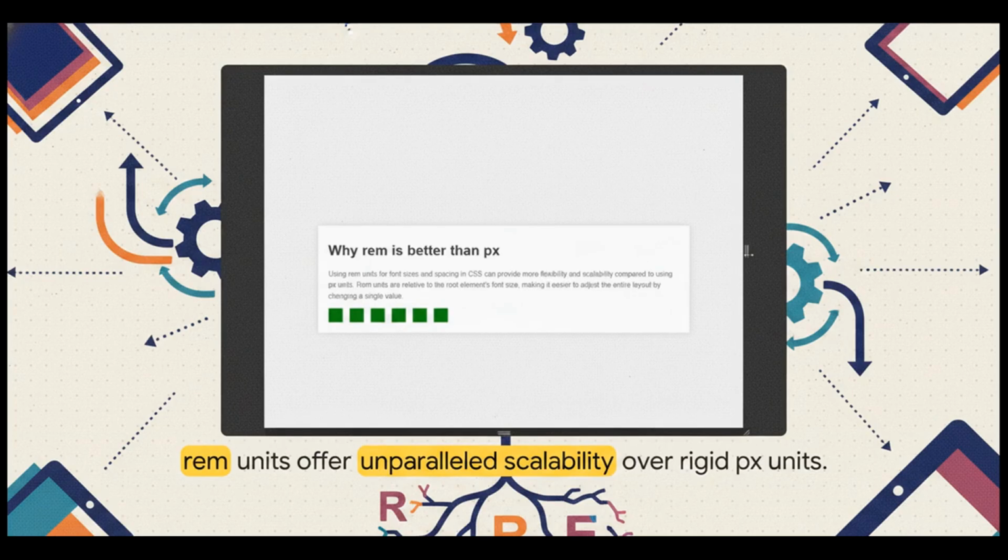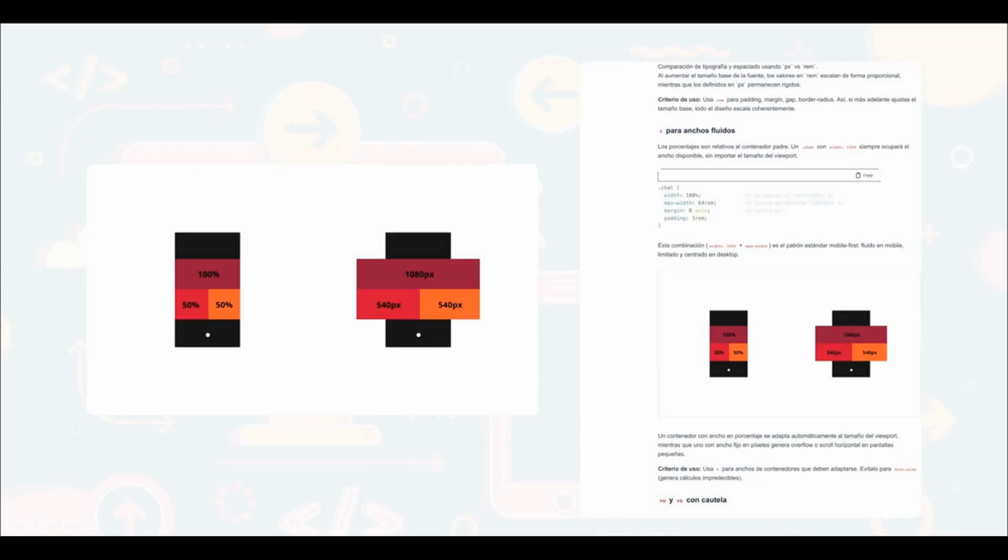Take the rem unit, for instance. It stands for root M. Instead of declaring padding or fonts in rigid pixels, a rem is relative to the root font size of the entire HTML document. This gives you just unparalleled scalability. Think about it. If you need to make everything slightly larger for accessibility reasons, you just change one single root value and the entire app's typography, margins, and padding scale proportionately and flawlessly. It's brilliant.